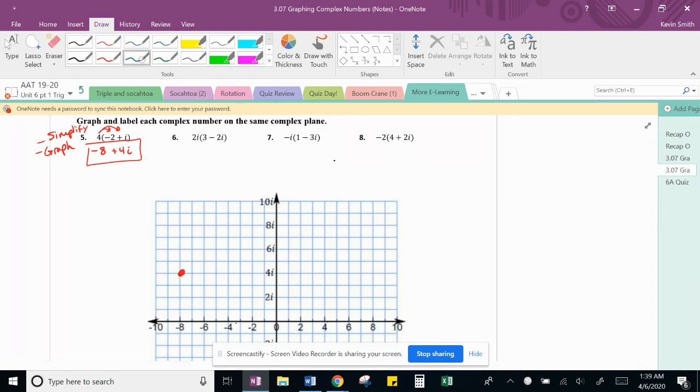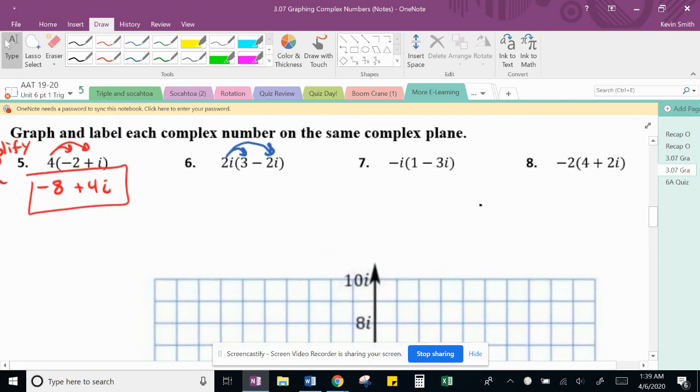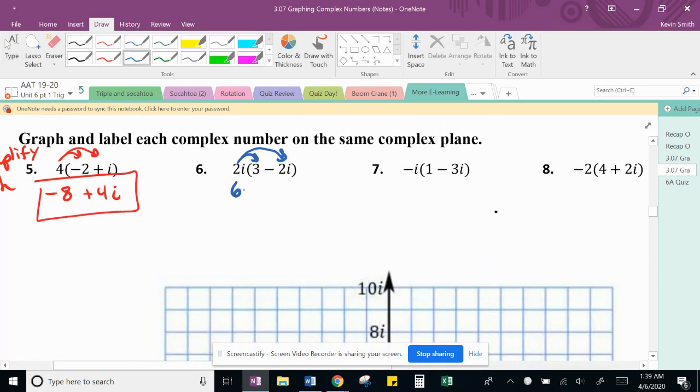We'll do one more together. Let's look at number 6. Say we wanted to distribute this 2i, we would get 6i minus 4i squared. Now, keep in mind, what is i squared? Hopefully from the refresher, you remember that i squared is negative 1. So we end up with 6i plus 4.